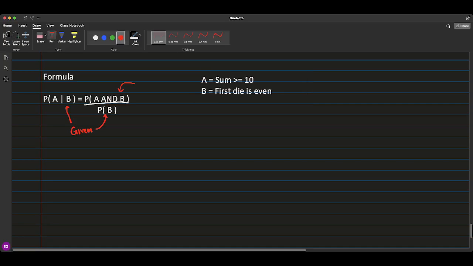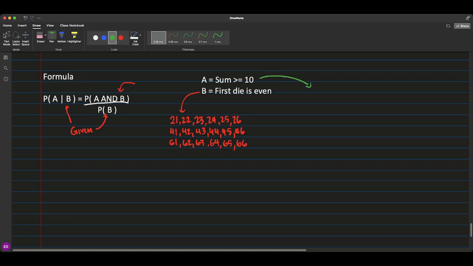So let's start off by writing out all the possibilities for B. The first die has to be even, which means I can roll a 2 and a 1, a 2 and a 2, a 2 and a 3, a 2 and a 4, a 2 and a 5, a 2 and a 6. The next even number is 4, so I can roll a 4 and a 1, a 4 and a 2, a 4 and a 3, a 4 and a 4, a 4 and a 5, a 4 and a 6. The next number that the first die can be even with is 6, so 6 and a 1, 6, 2, 6, 3, 6, 4, 6, 5, and 6, 6.